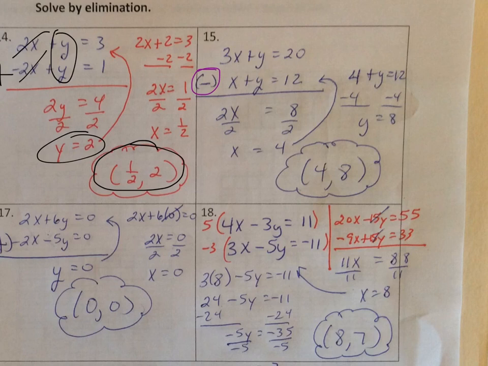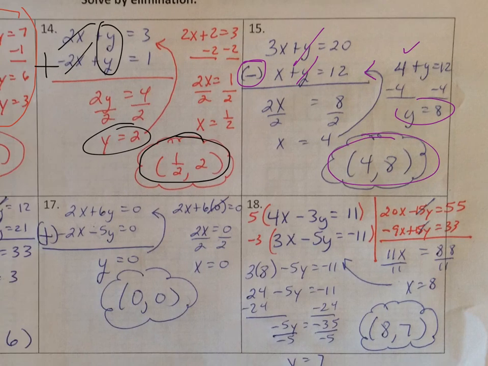Well, 3x minus x is 2x, y minus y cancels out, and 2 times something is 8, therefore x is equal to 4. I plug it back into the bottom equation because that seemed to be the easiest, so 4 plus something is 12, and that something is 8. So the intersection is 4, 8.